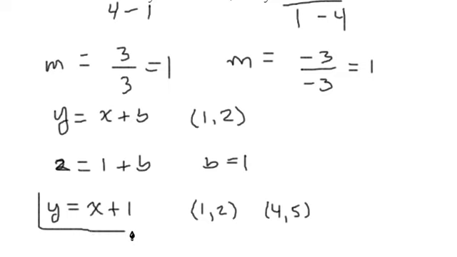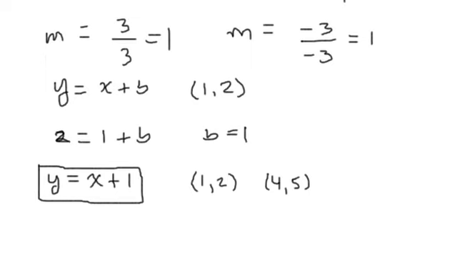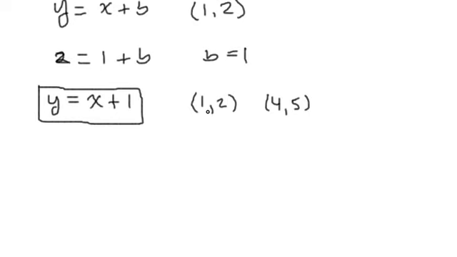So this is the equation here that would represent a line that is passing through the points (1, 2) and (4, 5). Okay? So given 2 points, we want to write an equation that passes through both these points.